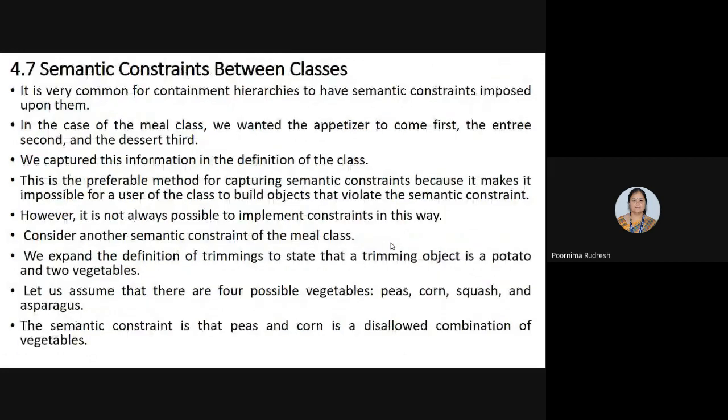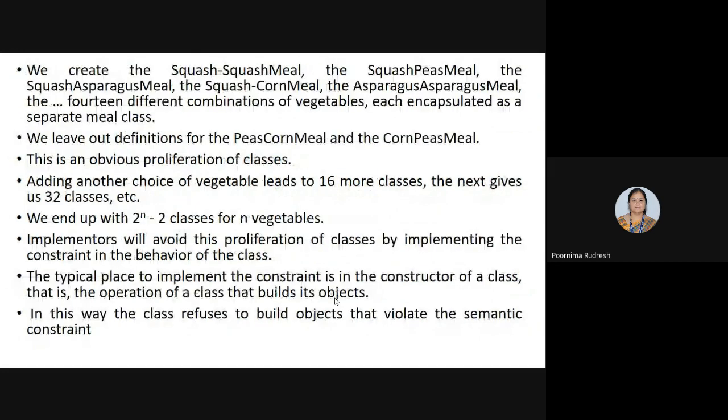So here we have taken only 4 vegetables. Now let us consider that one more vegetable is added along with peas, corn, squash and asparagus. Then we are going to create more classes. Then we are going to create 16 different classes, and if we add one more, then it leads to the creation of 32 different classes. Like that, if we have n vegetables, then there is a chance that we are going to create 2^n minus 2 classes for n vegetables.